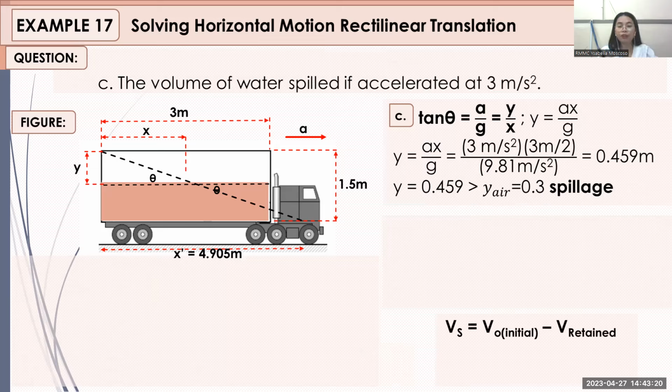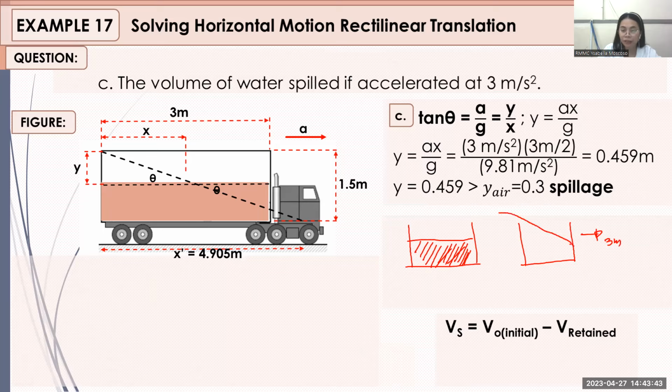The formula for your volume spilled is the volume initial minus the volume retained. Pag sinabi natin volume initial, ito yung volume ng fluid ninyo nung wala pang motion, nung at rest pa. Tapos nung binigyan natin ito ng acceleration na 3 meters per second squared, may natapon na, exaggerated na itong drawing ko. May natapon na tubig. So, ang kinakailangan na lang natin hanapin ngayon is yung volume ng naiwan. Kung ima-minus natin itong dalawang ito, makukuha natin yung volume ng natapon.